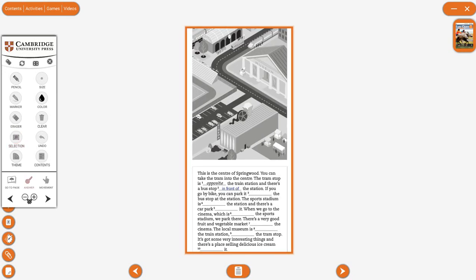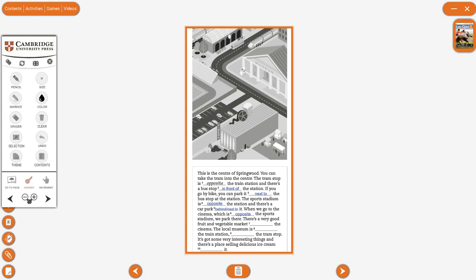Okay, number 2 in front of number 3, next to number 4, opposite number 5. There's a car park, blah blah blah, it, behind or next to it. When we go to the cinema, which is blah blah blah the sports stadium. Where's the cinema? Which is opposite the sports stadium. We park there.